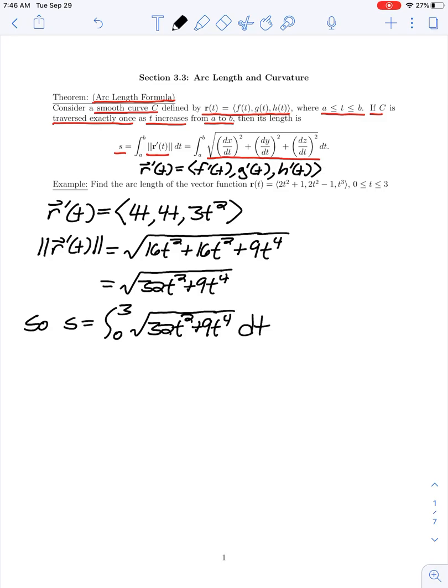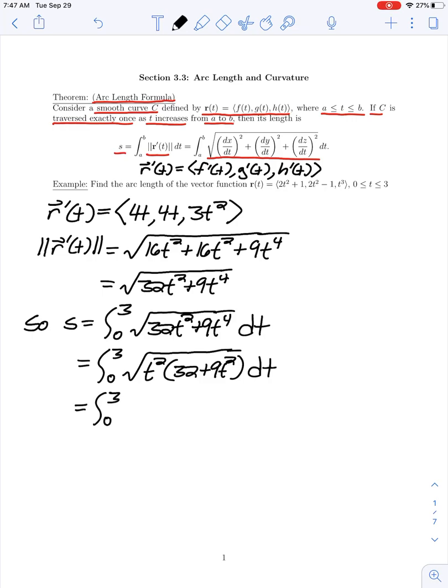Now, in order to evaluate the antiderivative of this function, we first need to simplify our integrand. So if I factor out a t squared from the expression under the radical, I'm left with 32 plus 9t squared. And then taking the square root of that product, well, the square root of t squared is just t times the square root of our 32 plus 9t squared dt.